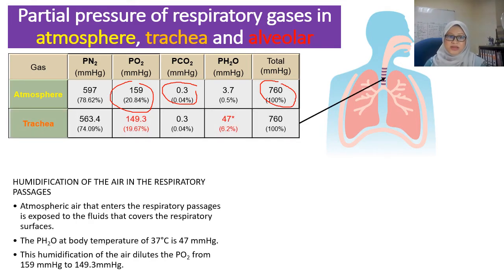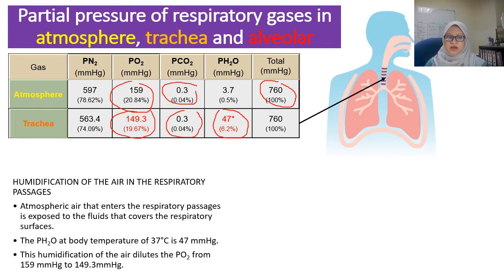So in the trachea, the partial pressure of oxygen reduces to 159.3 mm Hg. The partial pressure of carbon dioxide remains the same, whereas water vapor pressure is increased to 47 mm Hg. So this humidification causes a reduction of the partial pressure of oxygen.